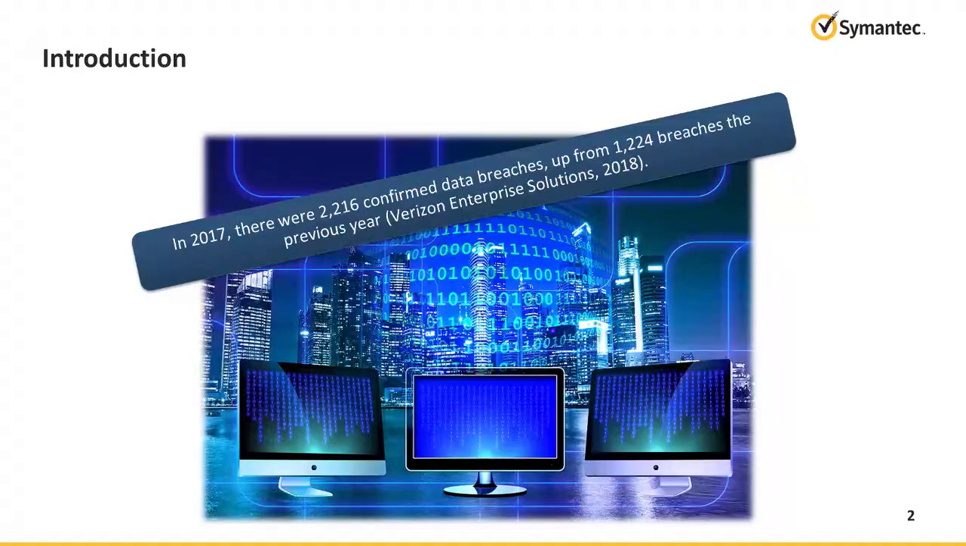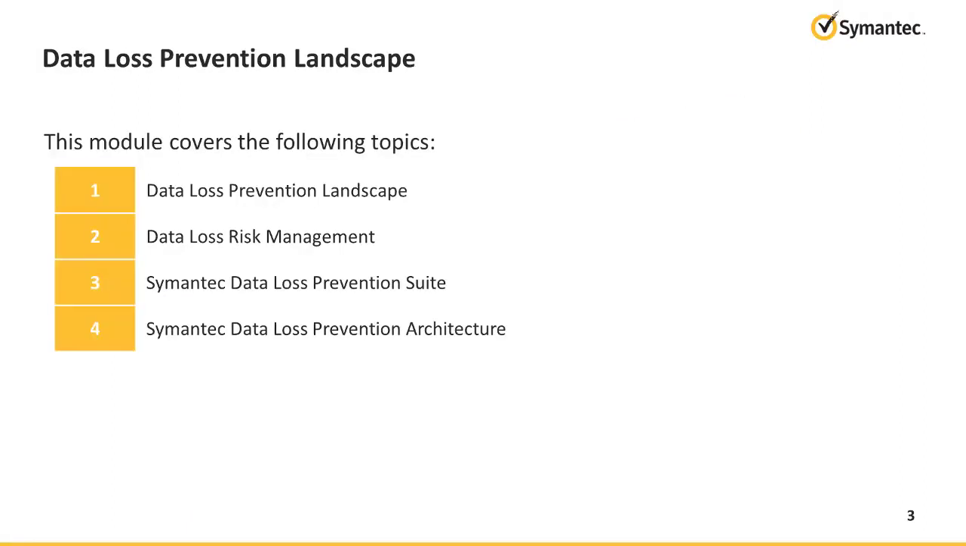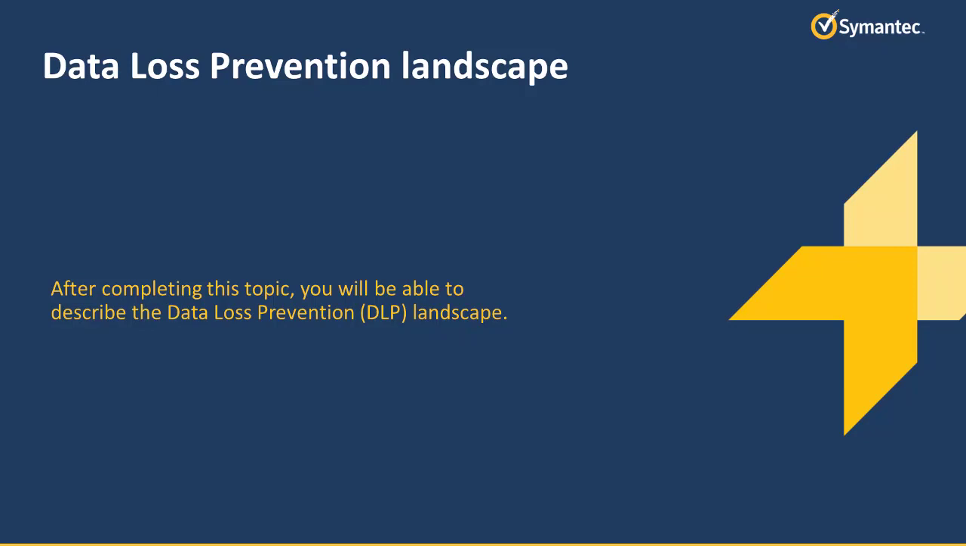These risks are focused on handling certain types of sensitive data, such as personally identifiable information, or PII, credit card holder data, financial and legal information, as well as company intellectual property, or IP. This module will also cover Symantec's approach to managing that risk based on the maturity and best practices of hundreds of customers globally. In this module, we will cover the following topics: the data loss prevention landscape, as well as data loss risk management. In addition, we will introduce the Symantec Data Loss Prevention Suite and go over the Symantec Data Loss Prevention architecture.